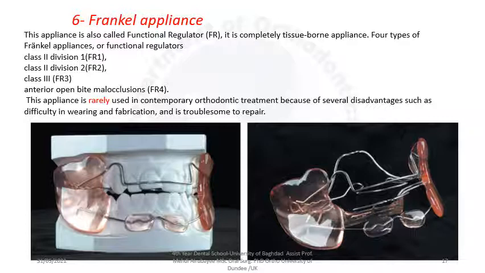There are 4 types of Frankel appliance or functional regulator. Class 2, Div 1 we use Frankel 1. For class 2, Div 2, we use Frankel 2. For class 3, we use Frankel 3. And for correction of anterior open bite malocclusion, the Frankel 4 is used. The appliance is rarely used in contemporary orthodontic treatment because of several disadvantages such as difficulty in wearing and fabrication, and it is troublesome to repair.